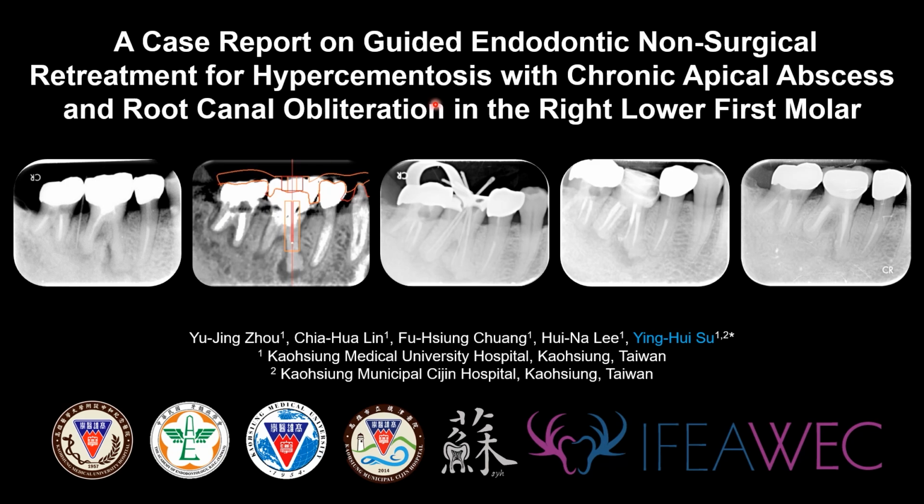So I'm not gonna repeat my title again. It's guided endodontic retreatment. And this tooth obviously has hypercementosis, chronic apical abscess, and root canal obliteration. So in the middle, in the left tube is the guided endodontic design.